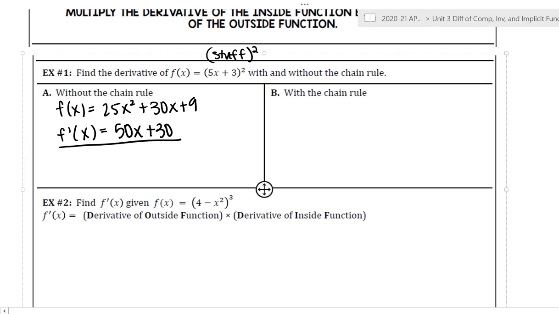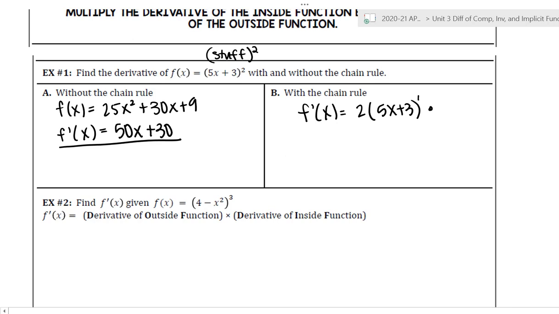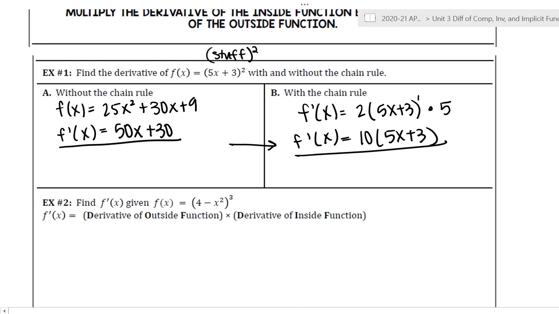With the chain rule, I'm going to say f prime of x is going to be, remember you differentiate the outside, so 2 times 5x plus 3, take it down a power, so that's a 1. And then we're multiplying by the derivative of the stuff, or the inside. So the derivative of 5x plus 3 is 5. What that looks like here is 10 times 5x plus 3. And if I look at that, and that 10 were distributed, it would be the exact same.